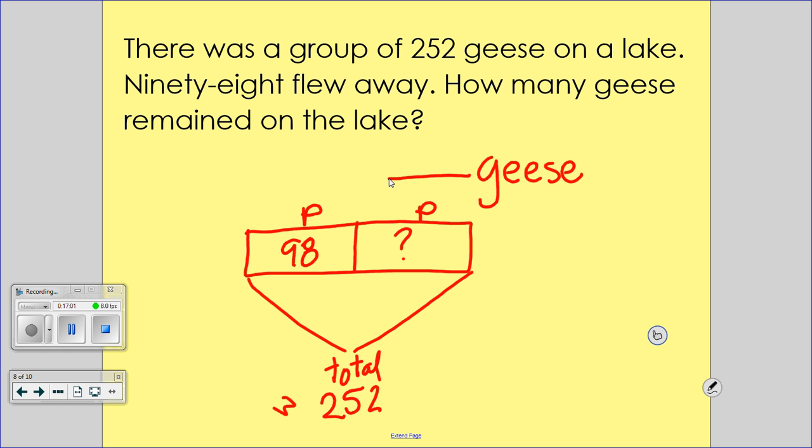Now that you know that, and that's written in your notebook, right? Yep. And you come up with an equation. Piper, what are you thinking? 98 plus blank box question mark, whatever, equals 252. Awesome. Part plus part equals whole.